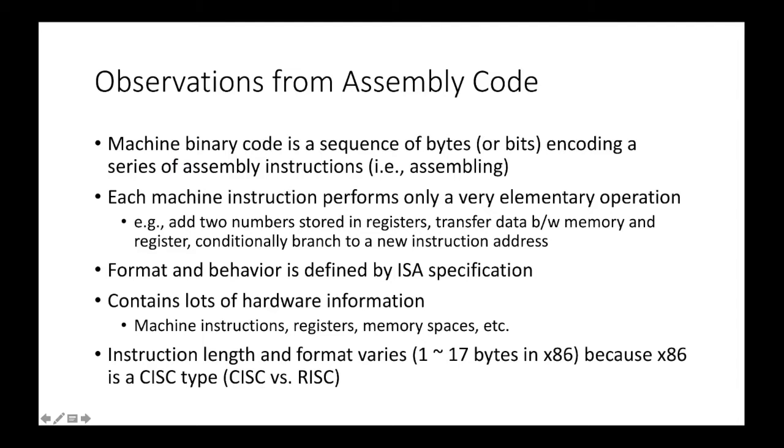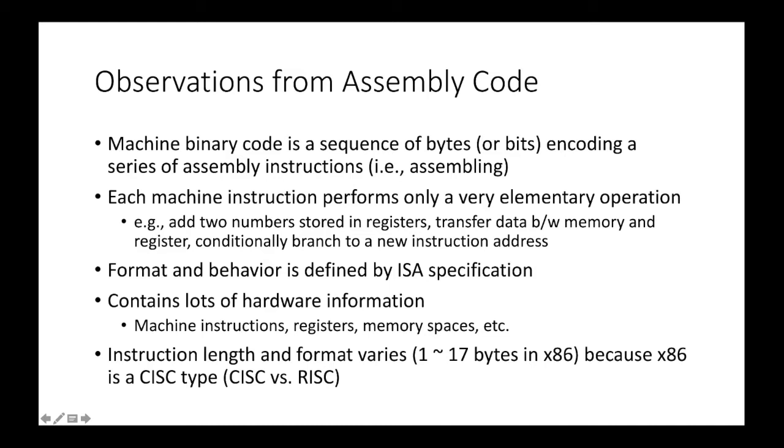Here we summarize observations from assembly code. First, the machine binary code is a sequence of bytes or bits encoding a series of assembly instructions. This process is known as assembling. Second, each machine instruction performs only a very elementary operation, such as adding 2 numbers stored in registers, transferring data between memory and register, or conditionally branching to an instruction address.